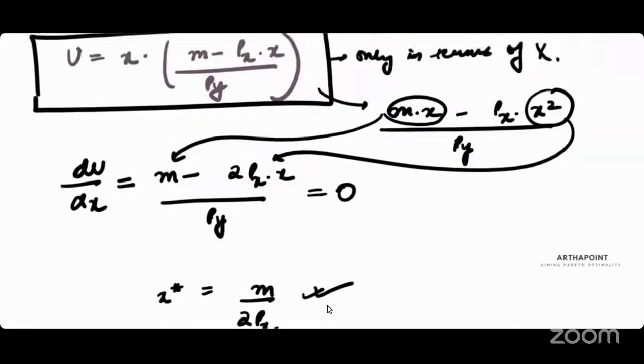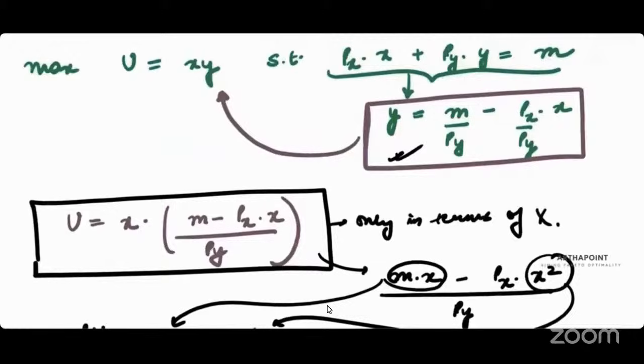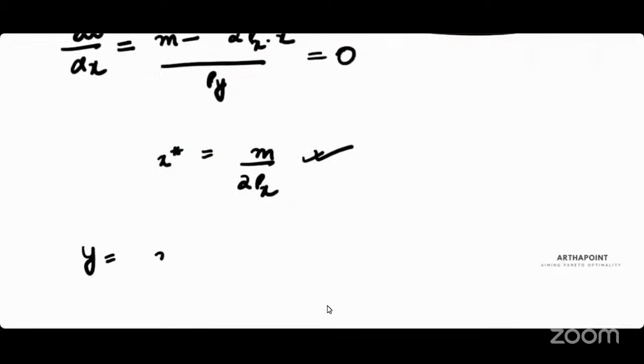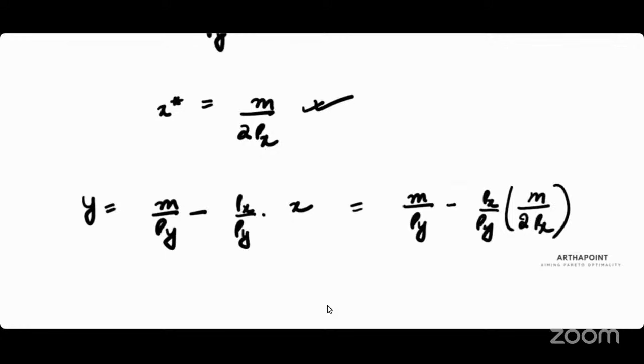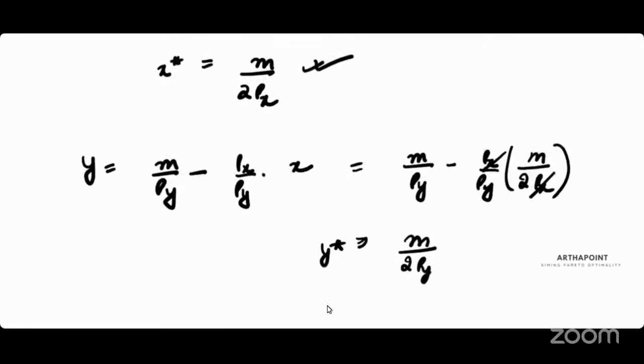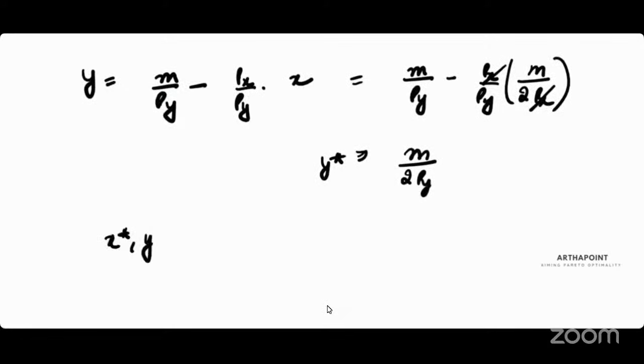You've got x, you know what y is, you will put back x there. So y is m by py minus px by py into x. So this will be m by py minus px by py into m by 2px. So this will be m by 2py. This will be y star. So you will get your x star and y star as m by 2px, m by 2py.